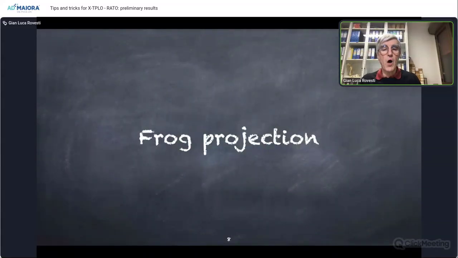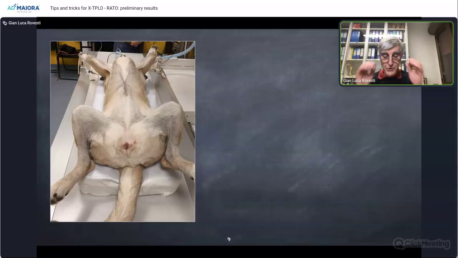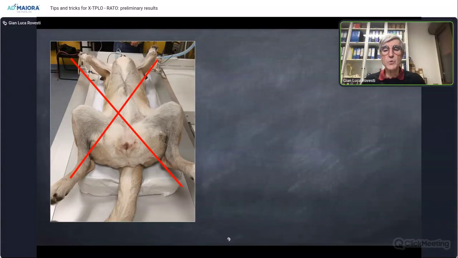Then we need the frog projection. The frog projection is the projection that will show us if the femoral head is capable of getting back into the acetabulum. This position is not enough to leave the dog free to position, because this will usually not show what I want to see. So this is not the good one.